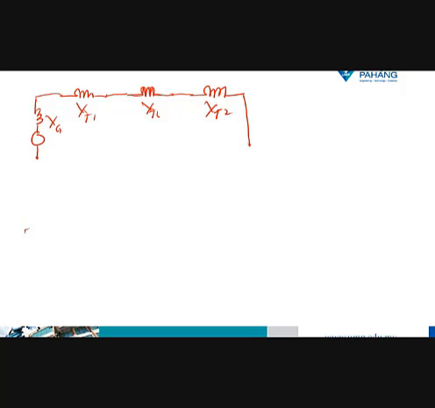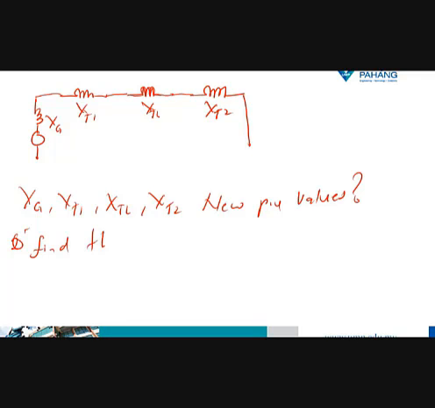Now we have to calculate the new per unit values of SG1, XT1, XTL the transmission line, and XT2. So first step, draw the impedance diagram. Second step is find the base voltage.